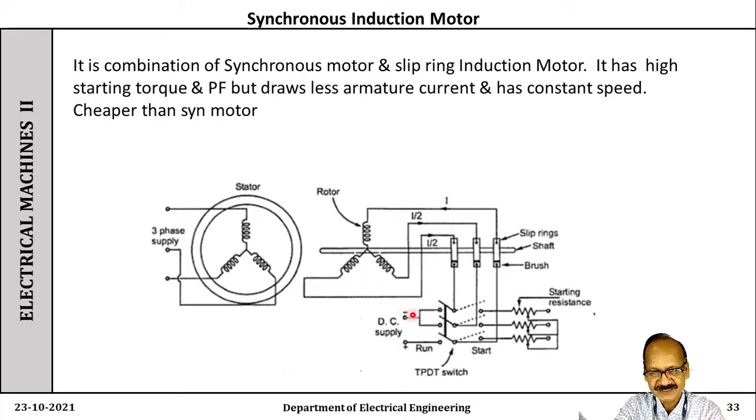Observe carefully here. The positive is supplied to the R phase, in this phase the current is flowing, and in the remaining two phases the magnitude of current is half. In this way, the combination of such a slip ring induction motor with an excitation system is also known as a synchronous induction motor, and it has many advantages over the synchronous motor. It runs at a synchronous speed, whatever may be the load on it. It has a higher starting torque and higher power factor as compared to the synchronous motor, with less armature current.